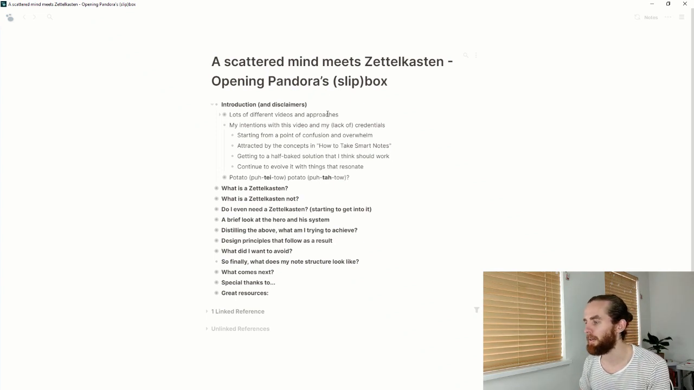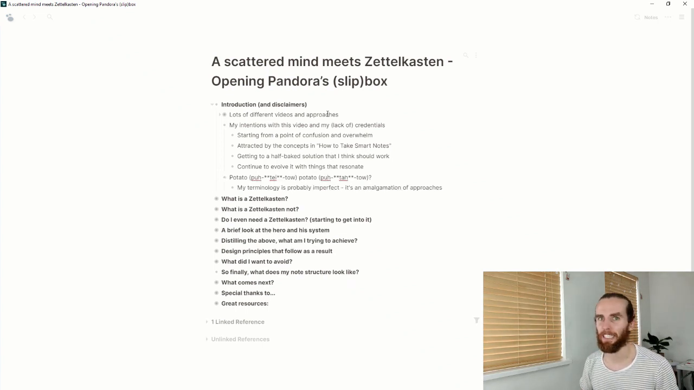Potato. It comes from a song. I say potato, you say potato. What does it mean? It means my terminology is probably imperfect. It's an amalgamation of approaches. So if I haven't done justice to Sönke Ahrens in his book, How to Take Smart Notes, or the original Zettelkasten definitions, please forgive me.